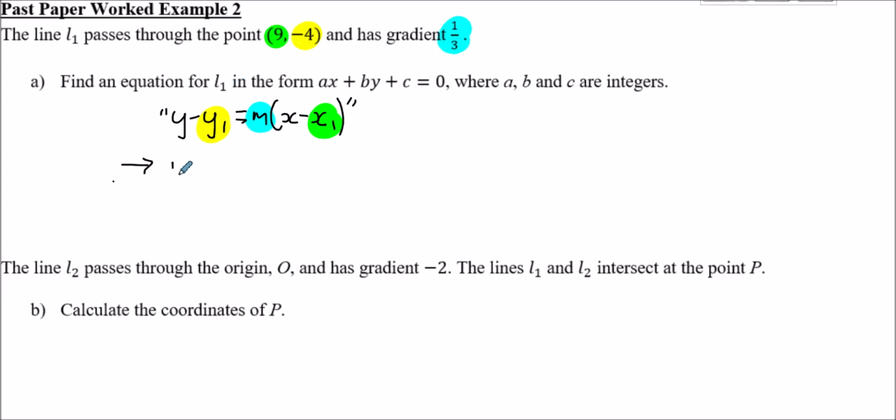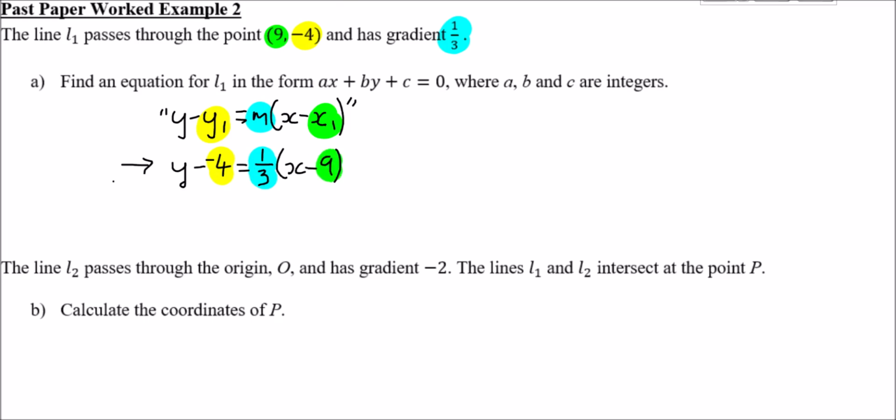We can say we've got now y minus minus 4 equals m, which is 1/3, brackets x minus 9. Again, adding a bit of colour to proceedings. y1 was minus 4, the gradient was 1/3, or is 1/3, and x1 is 9.